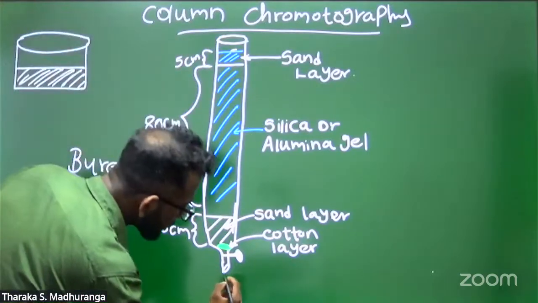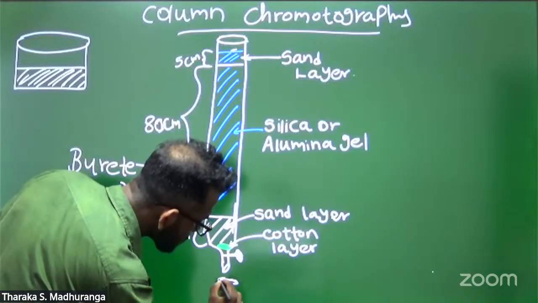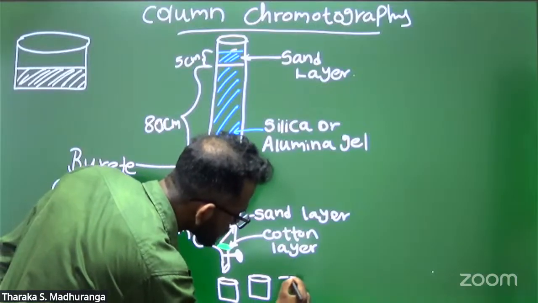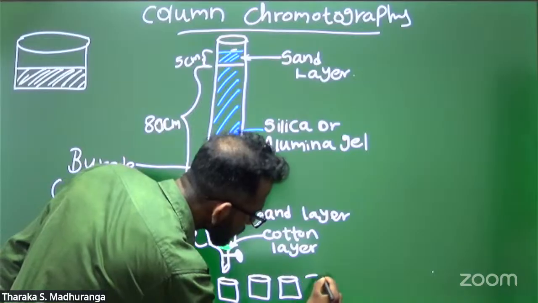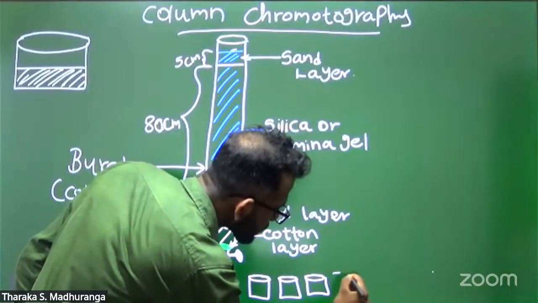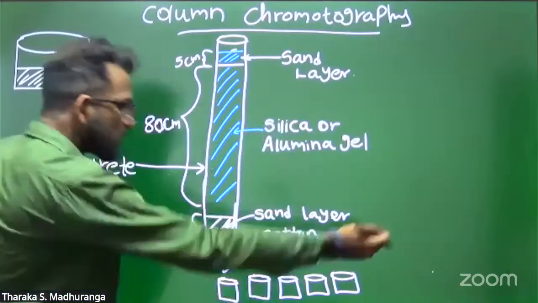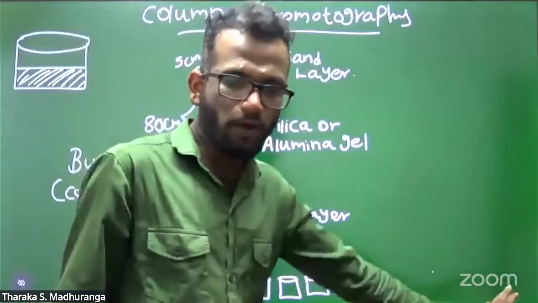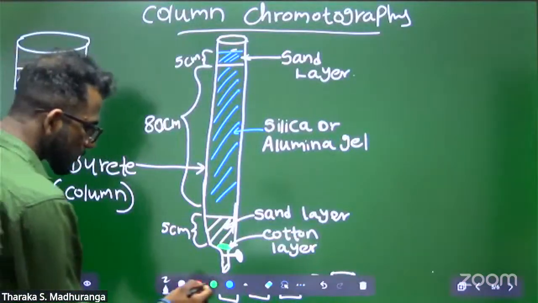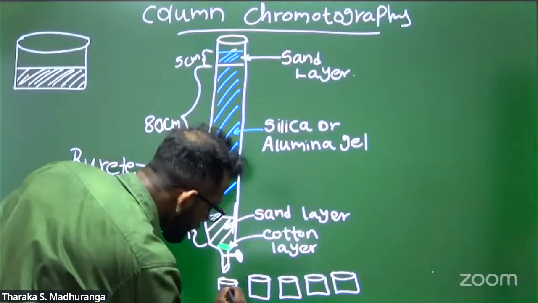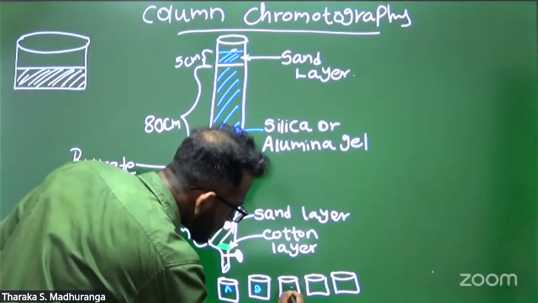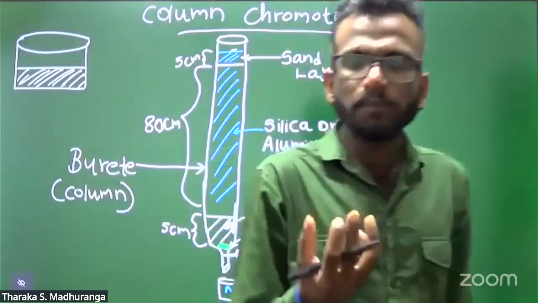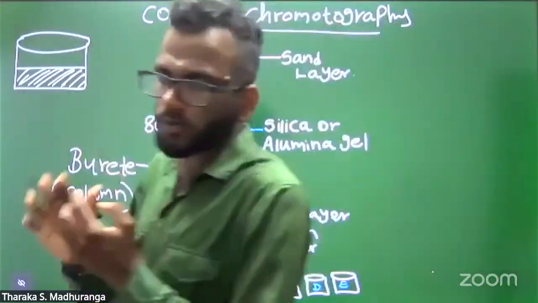Okay, after that, you need to get 5 milliliter small cups. A series of 5 milliliter small cups you need to find, and you need to label them. This is A, B, C, D, and E. Okay, the number of 5 milliliter cups you need to find. Test tubes are also okay.